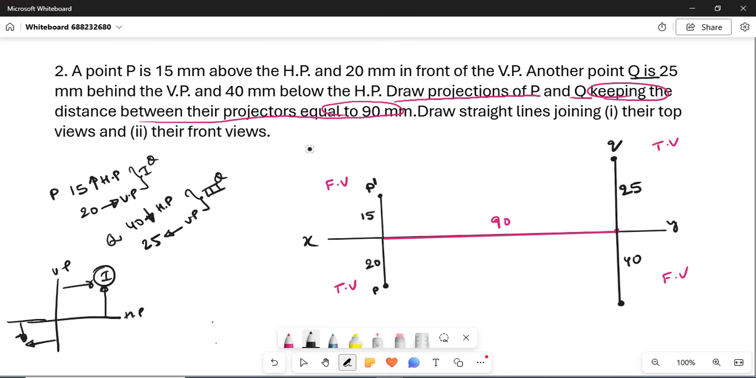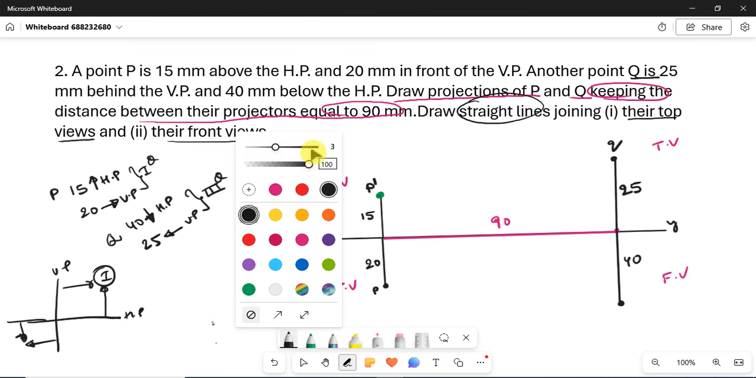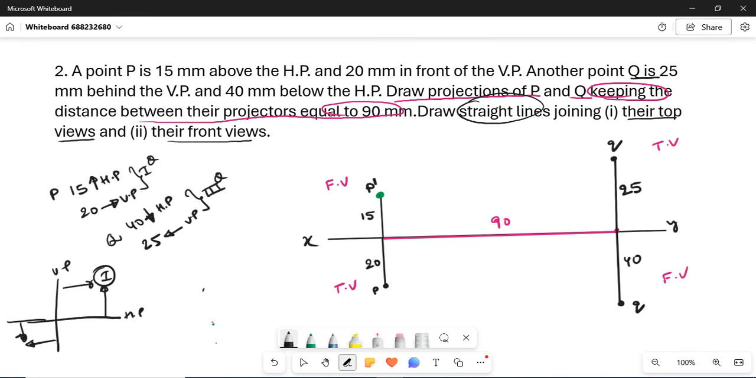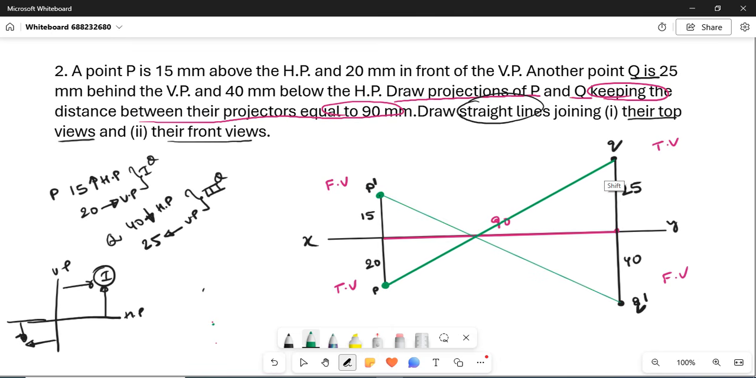After that, we need to draw straight lines joining their top views and their front views. Now simply join the P front view with the Q front view. The Q front view will be small q dash. Now join the P front view and the Q front view with a straight line. Similarly, join the P top view with the Q top view with a straight line.